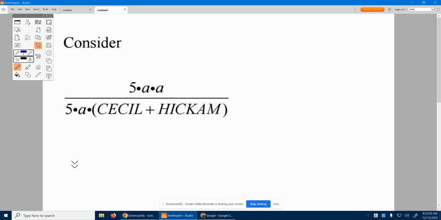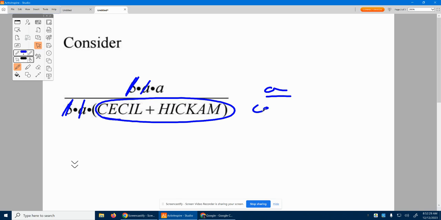So consider this. What if I had 5 times A over 5 times A times, in parentheses, C plus H? Now, we would say, hey, this 5 and that 5, because you're really multiplying 3 things in the bottom, a 5 and A, and this whole C plus H. So that 5 and that 5 would cancel out and become 1s. That A and that A would cancel out. And you would simply be left with A over C plus H. That's what you'd be left with.